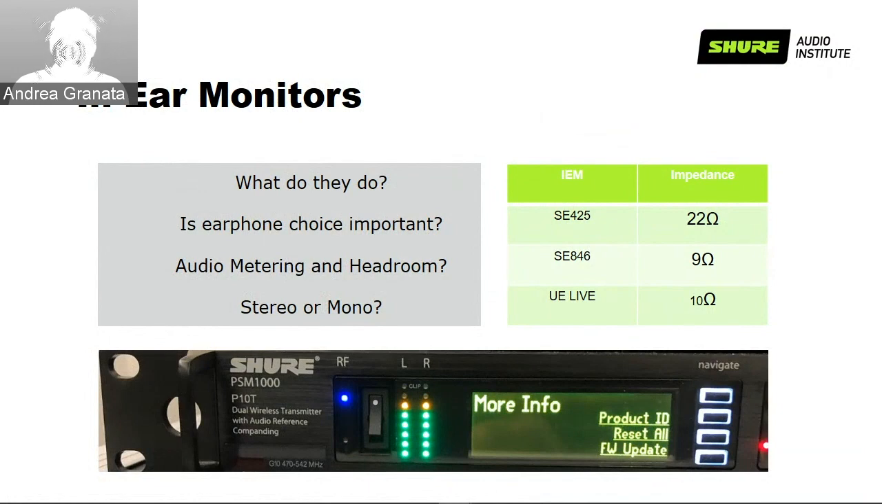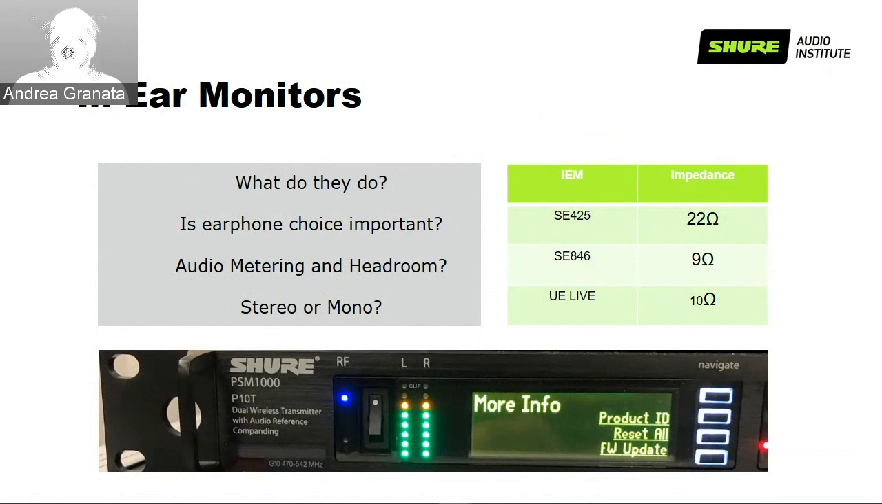So the volume that we can have out of an amplifier is always related, as it happens for speakers, to the input impedance of the other device that is connected to the amplifier. In this case, we are talking about earphones. Impedance value is what gives us more or less volume out of the earphones. Here I have three models of earphones with three different impedance levels. SE425, which for those who are curious is my earphone of choice, has 22 ohm of impedance.